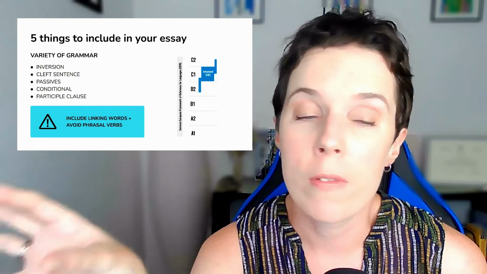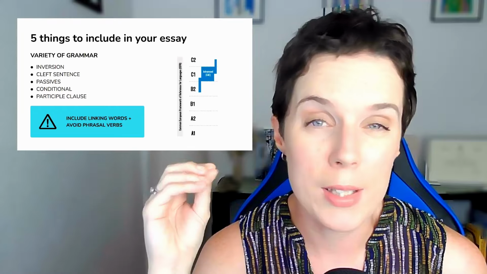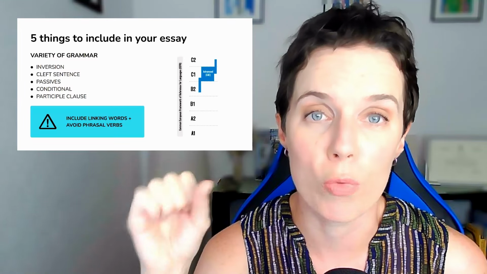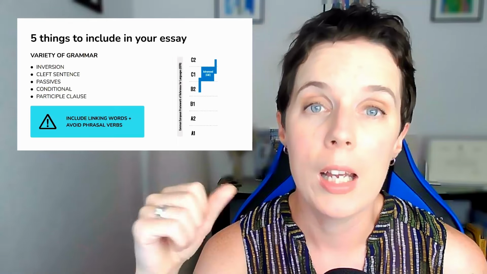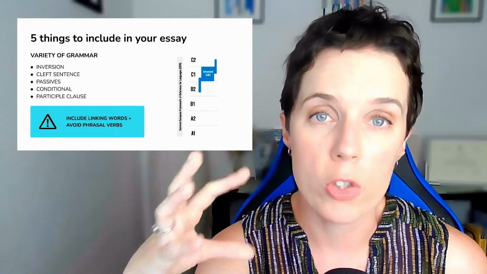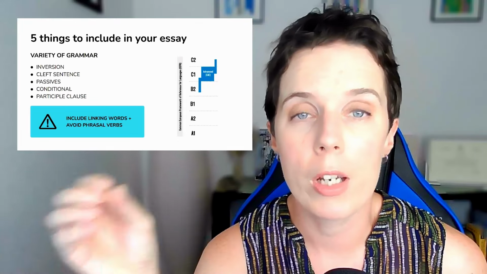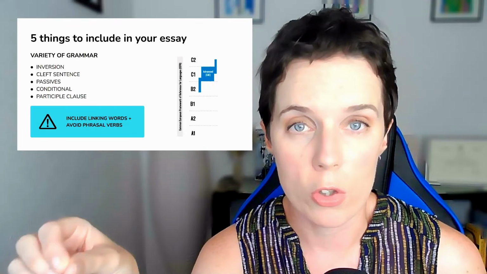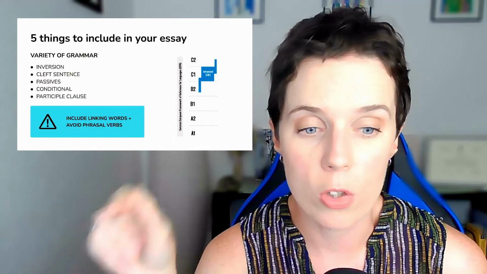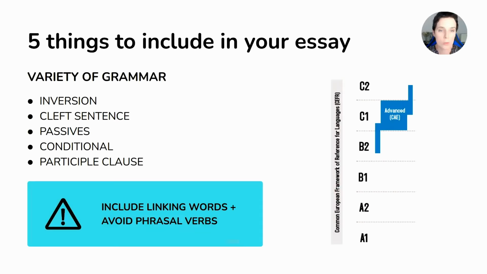And then 5 things that you need to include in your essay. This is mainly grammar. Okay, this is what the examiners expect to see grammar-wise in your essay. Again, your language mark, which is 1/4 of your mark, is based on grammar and vocabulary, your accuracy and your range. Examiners expect to see these grammar points. Okay, let's take a look.